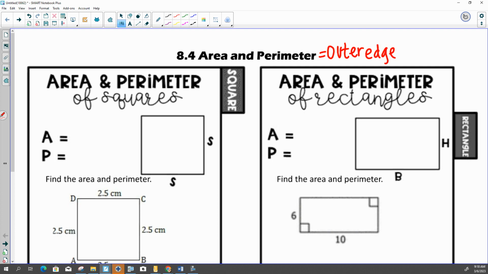You find the perimeter by adding, and it's one dimension.